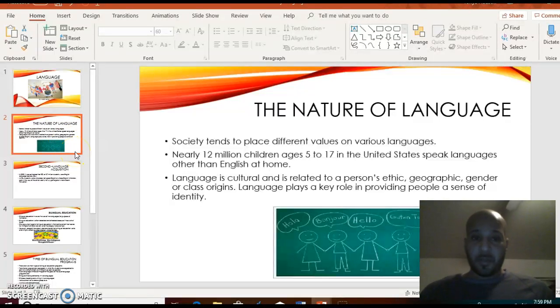The nature of language. Society tends to place different values on various languages. Nearly 12 million children ages 15 to 17 in the United States speak languages other than English at home. Language is a culture and is related to a person's ethnic, geographic, gender, or class origins. Language plays a key role in providing people a sense of identity.